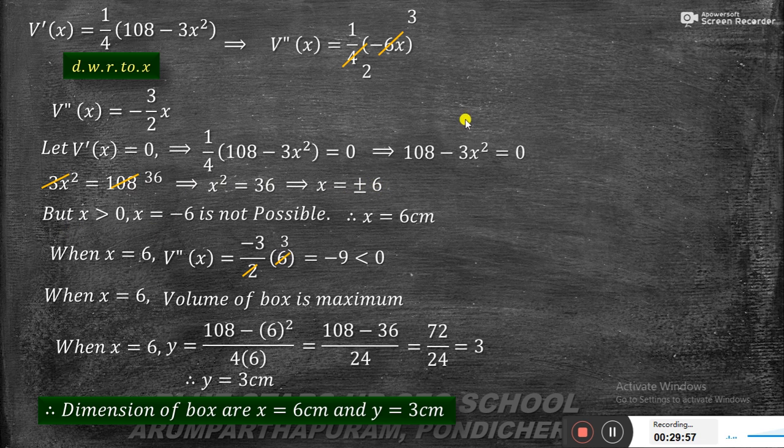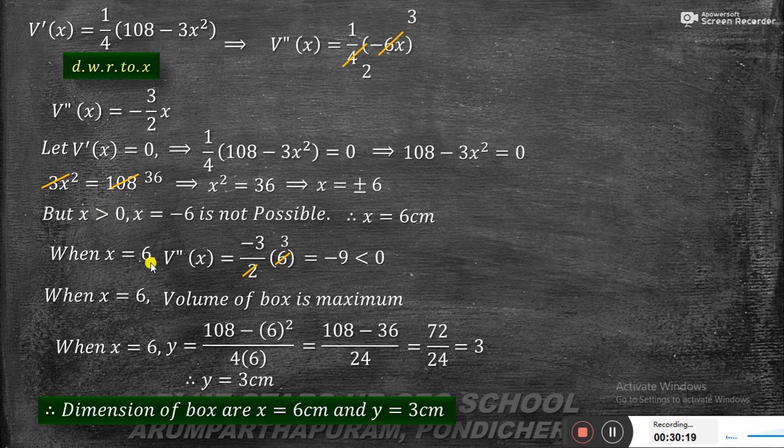Now x = plus or minus 6, meaning minus 6 or plus 6, but x represents the length, and length and breadth are x, so they must be positive, so I consider only positive 6. Therefore x > 0, so x = -6 is not possible because minus 6 cannot be a length. Therefore x = 6 centimeter.